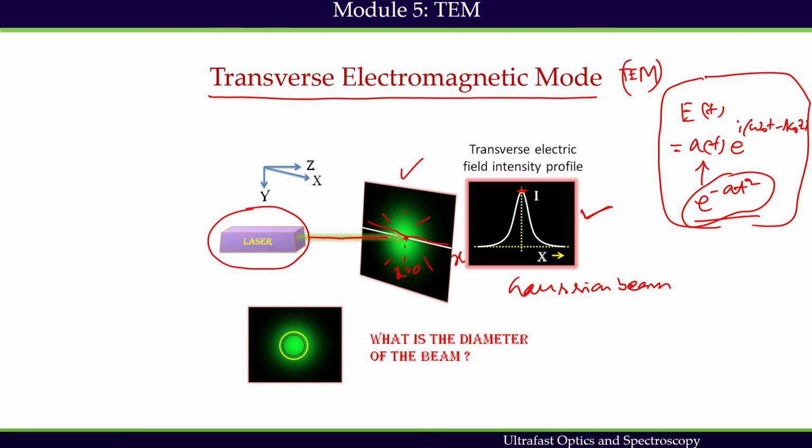But we have to remember that even if it is represented by a Gaussian beam, Gaussian function, we know that the Gaussian beam spreads from minus infinity to plus infinity. Then how do we define diameter of a Gaussian beam? Should we consider this circle, yellow circle, or should we consider this black circle?